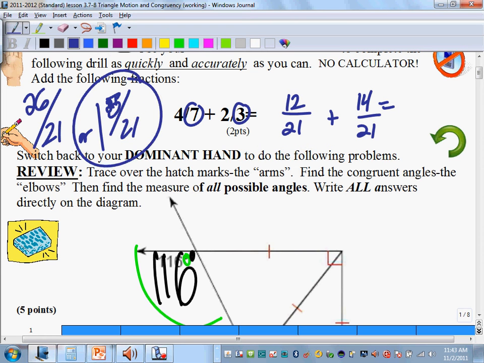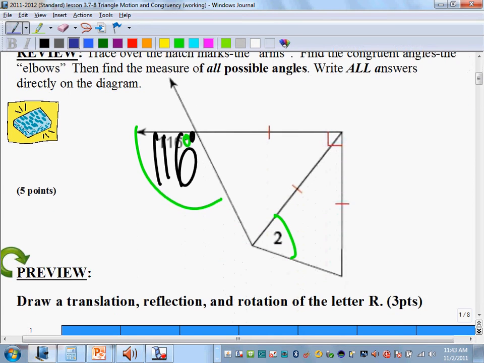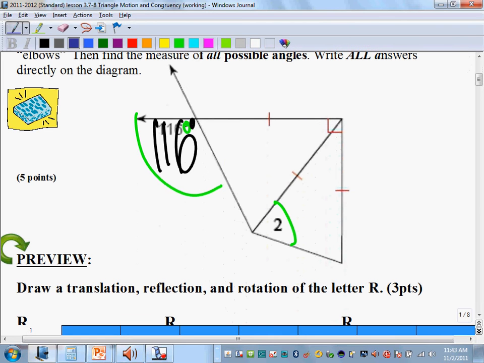2 points. You know, something happened to my screen projector, and I haven't figured out quite how to adjust. All right, I don't know if you recognize this. This problem is exactly a problem from last week. I didn't even mess with the numbers.